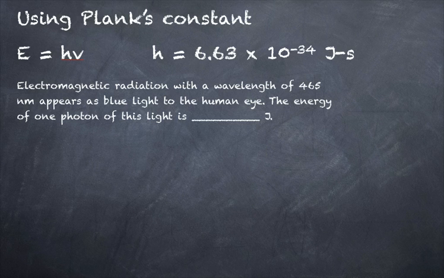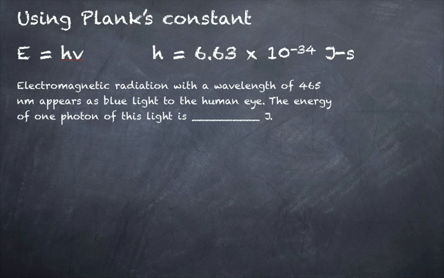So here's an example. Electromagnetic radiation with a wavelength of 465 nanometers appears as blue light to the human eye. The energy of one photon of this light is how many joules? So if we were given the frequency, we could simply multiply by Planck's constant and we would have the energy in joules, but we're not given the frequency, we're given the wavelength.